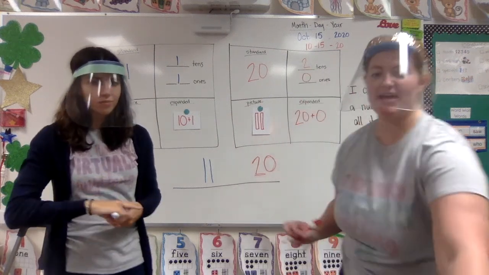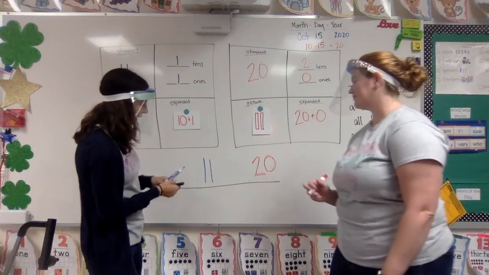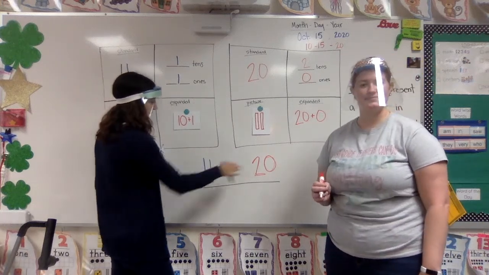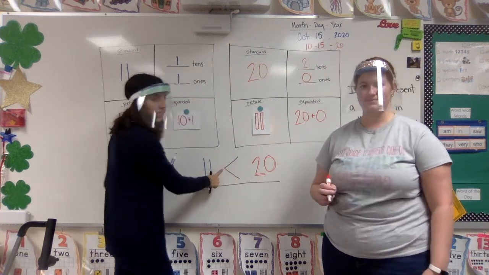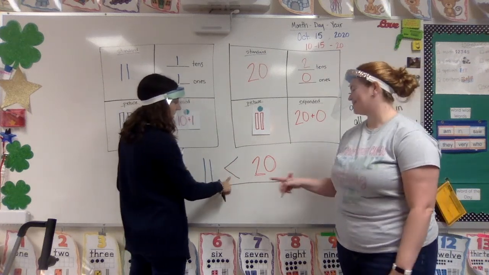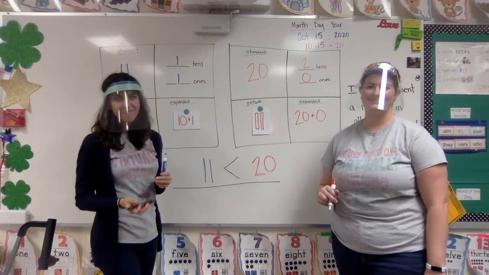So would you like to write the comparison symbol? Sure. So if I was saying this, I would say 11 is less than, because the smaller side is pointing this way, so less than 20.